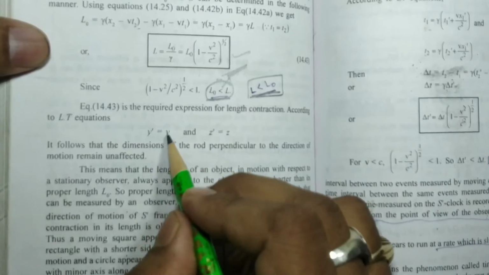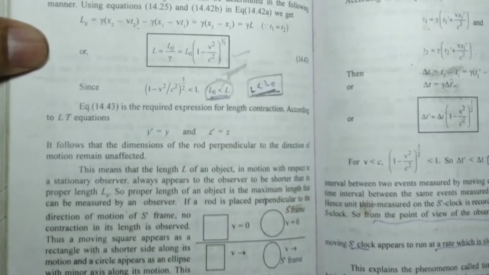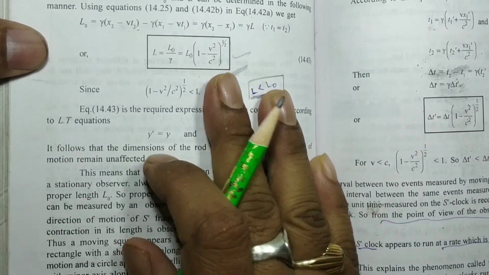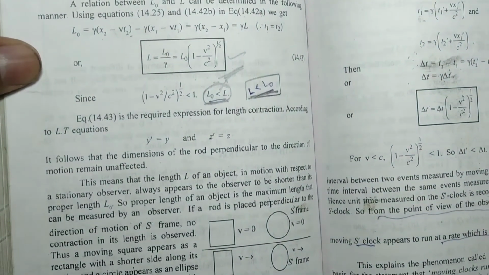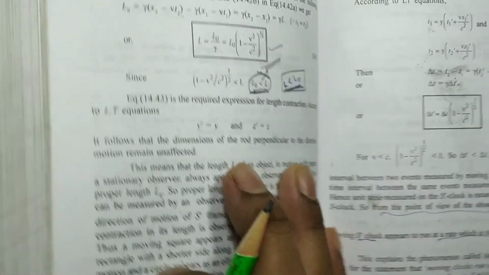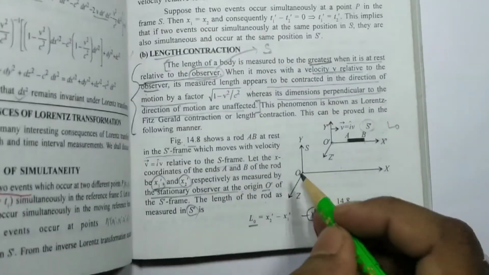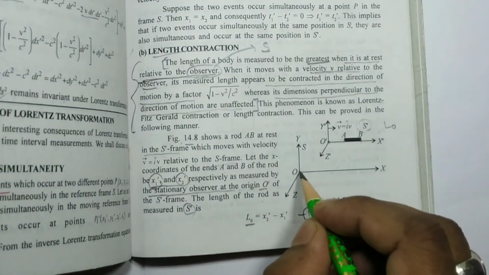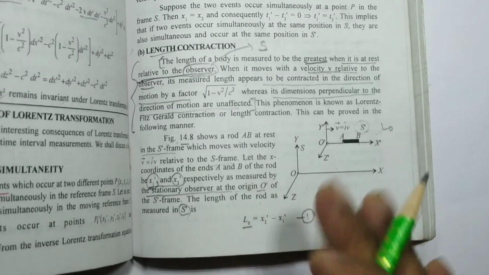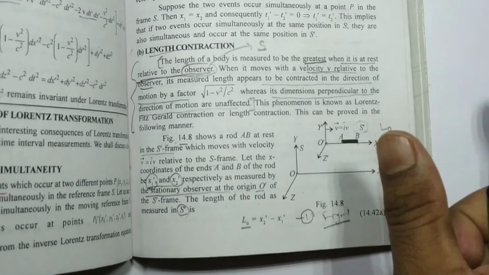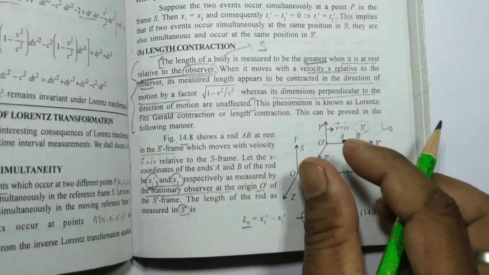So y dash will be y, z dash will be z, and only the x coordinate or length is changed. In this discussion, we found that only the x coordinate is going to be changed, due to which the observer who is sitting here finds that the length of this rod seems to be contracted. This person is going to feel that this rod is contracted.